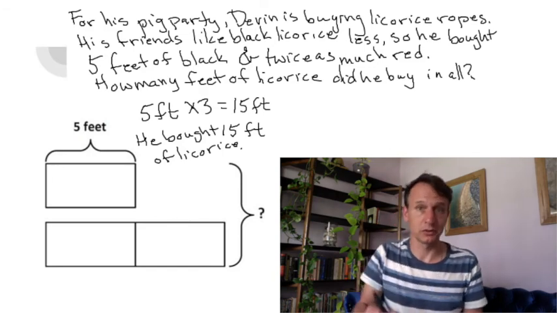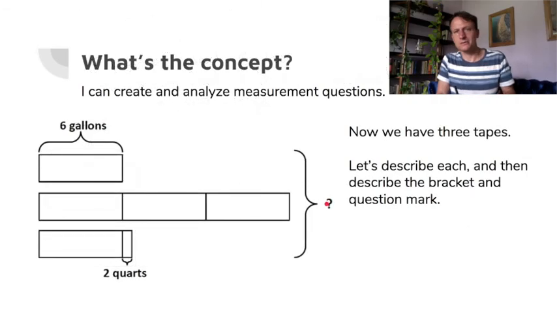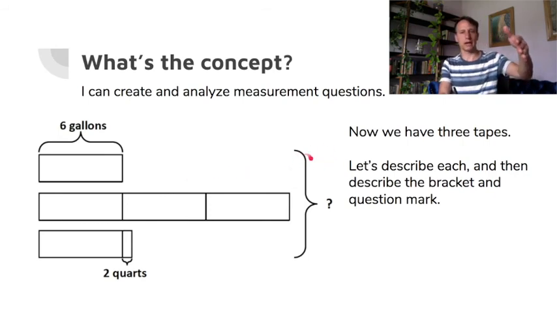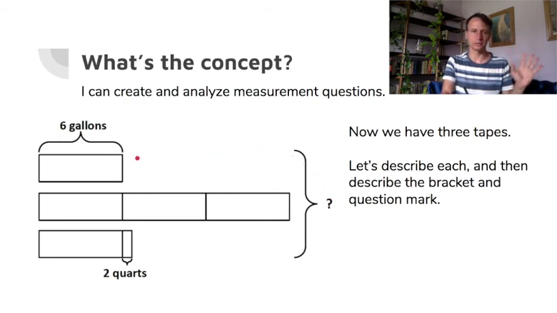All right, let's go on and do another one. In the next one, we have 3 tapes. Now let's go to the bracket first. The bracket is saying all of it together, which is nice because then we know we're adding them up. It's not how much more or how much less, although we have a little bit of that here. And having 3 tapes says yes, we're comparing.